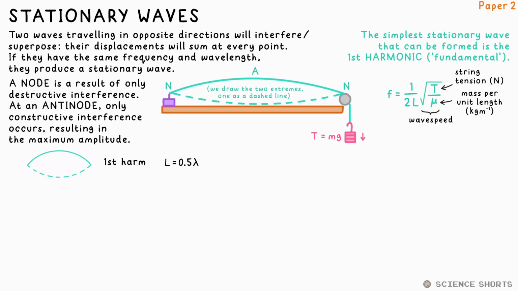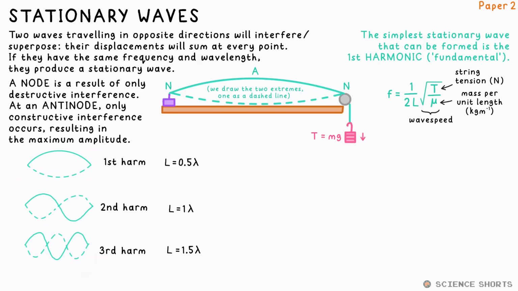Incidentally, root T over mu actually gives you the wave speed. Double this fundamental frequency and we get the second harmonic, L equals lambda in this case. Third harmonic, L equals 1.5 lambda, and so on.